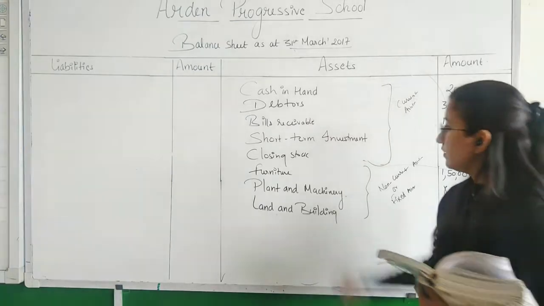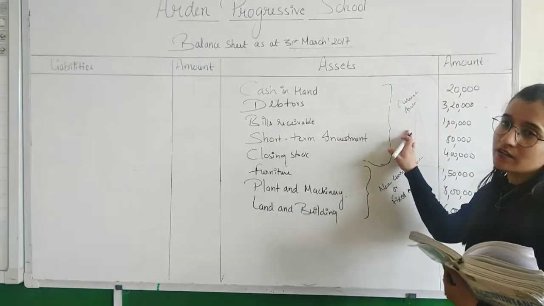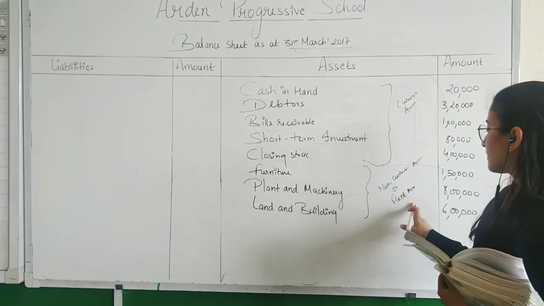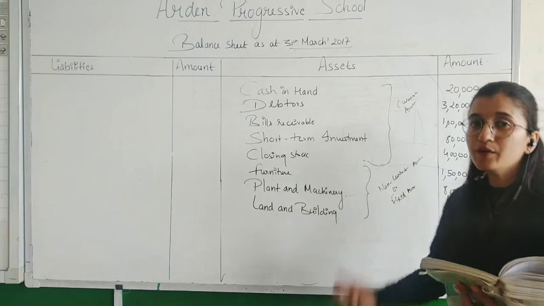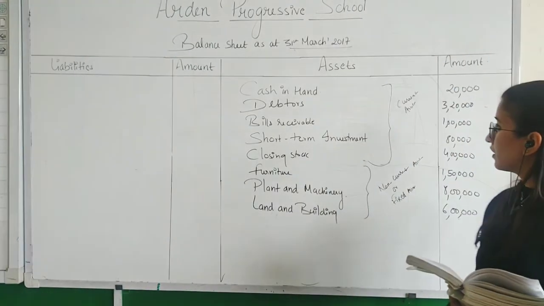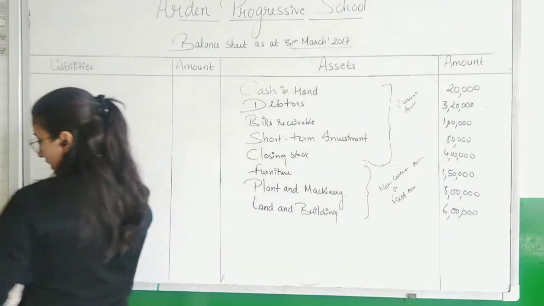So we have prepared this balance sheet according to the order of liquidity. Current assets are the assets which convert into cash within 1 year, and fixed assets are those assets which are not converted into cash but we get the benefit of them in future. Now we will see the items which will come on the liabilities side.